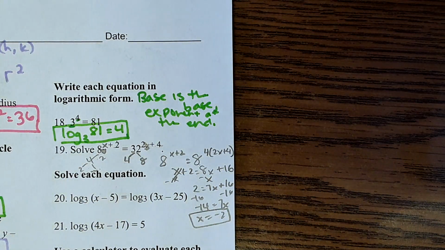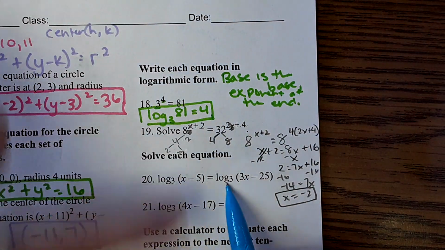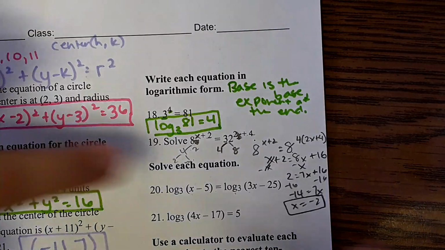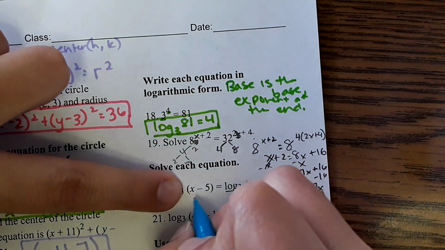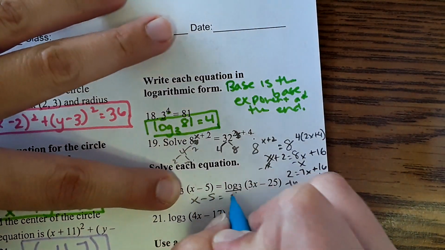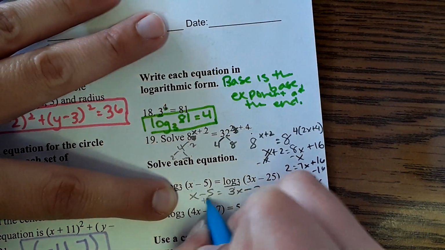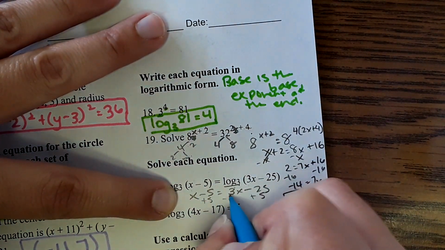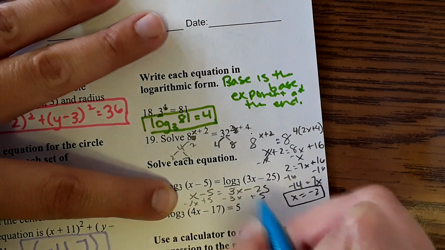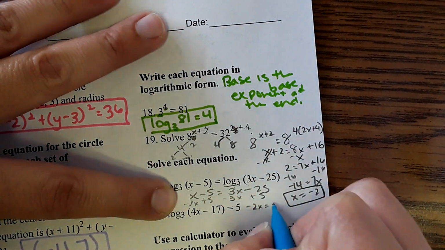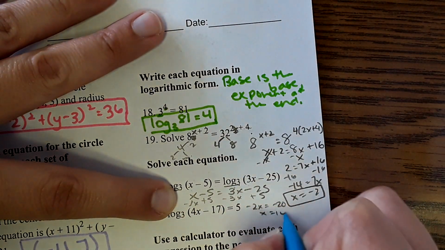Okay. Number 20. It says log of 3x minus 5 equals log of 3x minus 25. Because you have the same log right here, you can just set x minus 5 equal to 3x minus 25 and solve the equation. Plus 5, plus 5. -2x equals negative 20, and x equals 10.